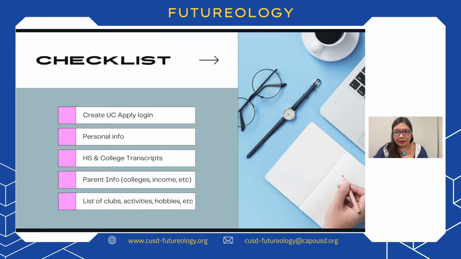You also will need parent information, so you might need where they work, job title, and approximately what their annual income is, so how much they make per year. And you also want to have ready a list of clubs, activities, and hobbies for that extracurricular section. These are just very helpful things to have in front of you as you're going through the application process.